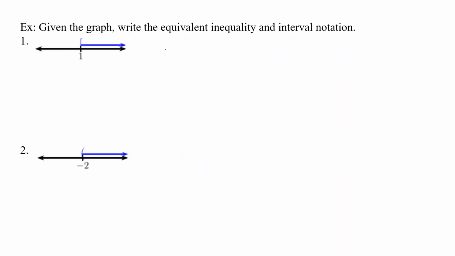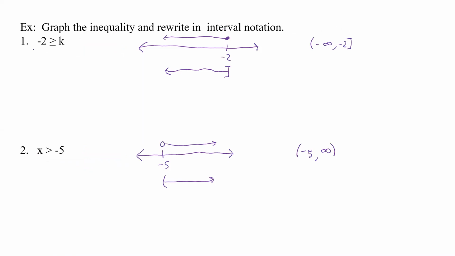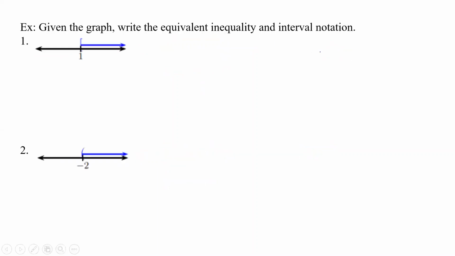Now we're given the graph, and what we have to do is write the equivalent inequality and the interval notation. So we have to write something like this as well as something like this. We're given the middle piece and we have to write those two edge pieces. All right, so what do we have?